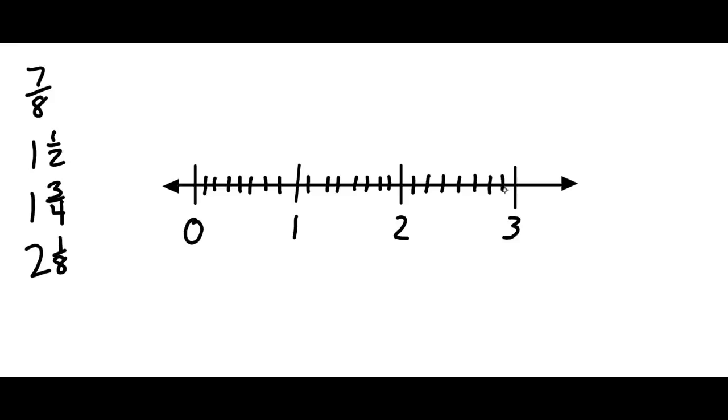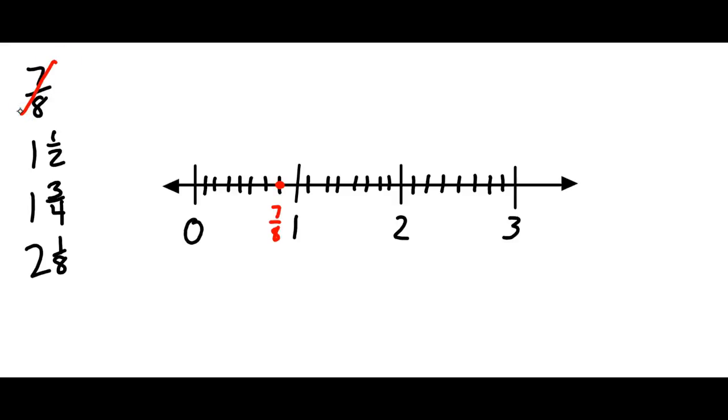Now that I have my number line created from 0 to 3 with my hashes at the 8ths, now I can go ahead and plot my points. So I need a point at 7/8. That's going to be between 0 and 1, and I need to put it exactly at 7/8. So I have 0/8, 1, 2, 3, 4, 5, 6, 7/8 is right there. So I'm going to plot it, and I'm going to label it. Okay, and 7/8 has been plotted.